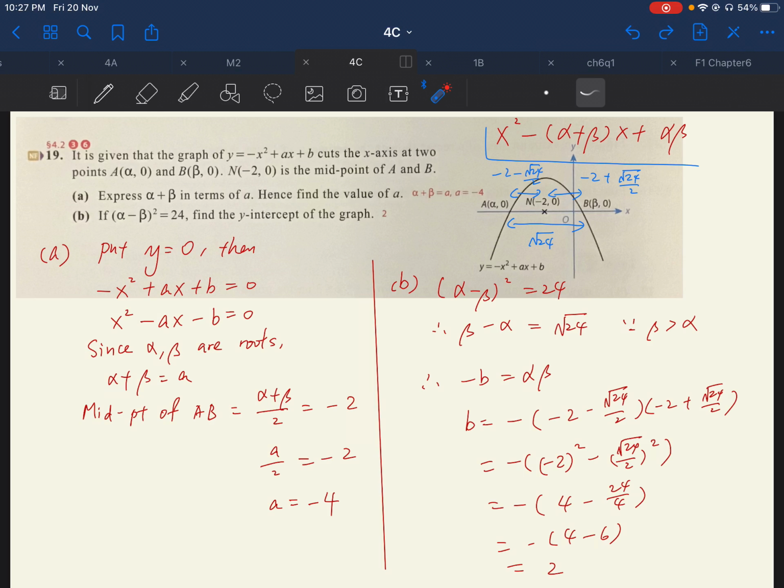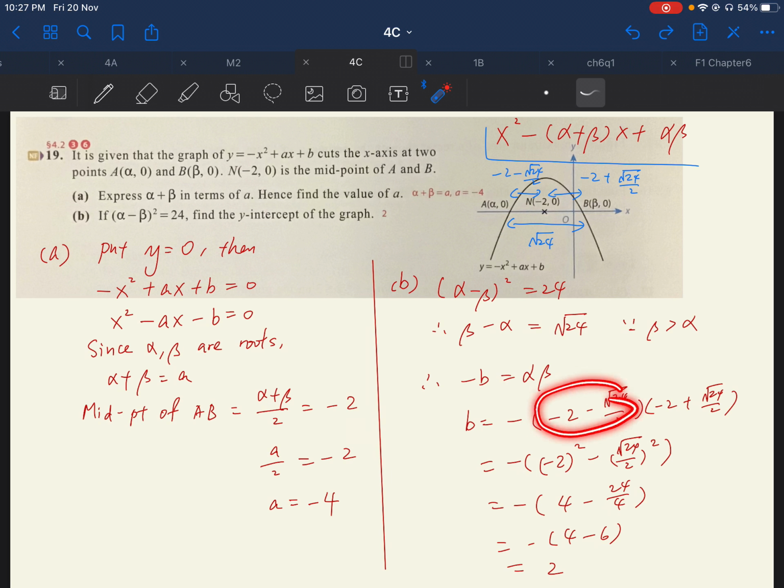For part B, you can use the product of roots and solve for B and then find the y-intercept. But there's another way around it. Alpha minus beta squared equals 24. That means the square of the distance is 24, so the distance is square root of 24. -2 is the midpoint. That means beta must be -2 plus half of the distance, and alpha must be -2 minus half of the distance, because the whole distance is square root of 24.